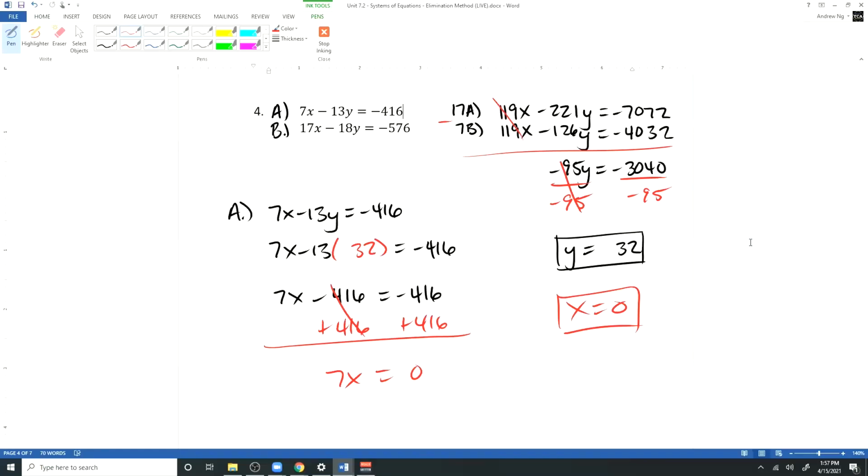Welcome back, everyone. For this last one, we got a little confused here. I ended up dividing by negative 95, but forgetting that a negative over a negative should have been a positive 32. So when we plugged in y equals 32, this ended up being negative 416 on both sides. So when I added 416, we got 0. So dividing by 0, x equals 0.